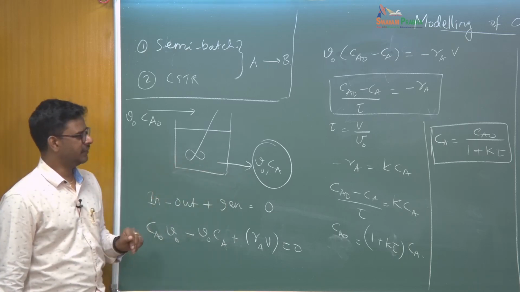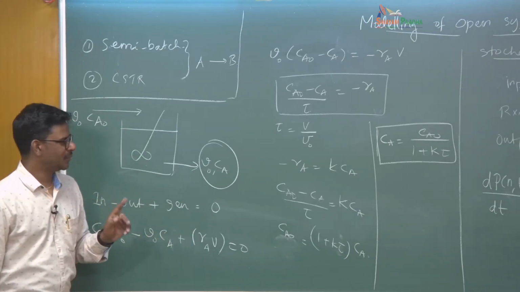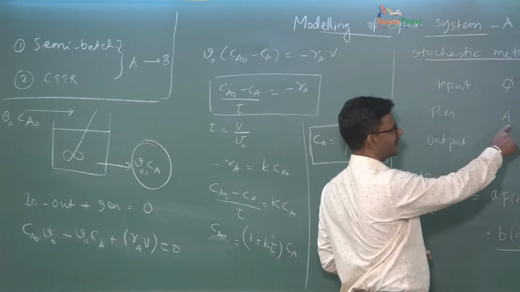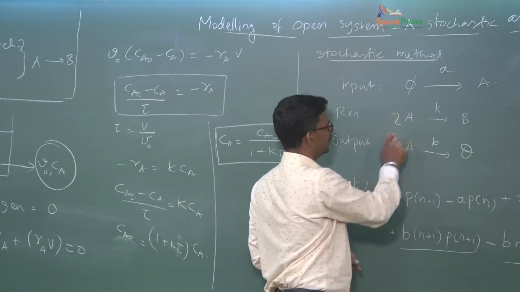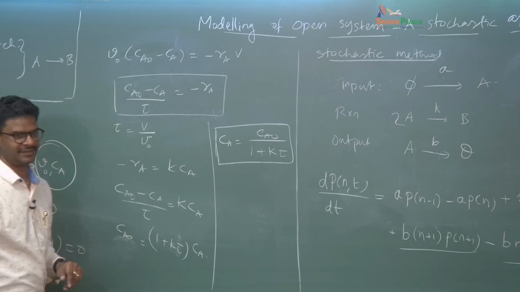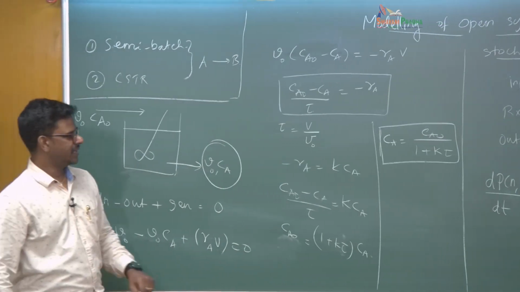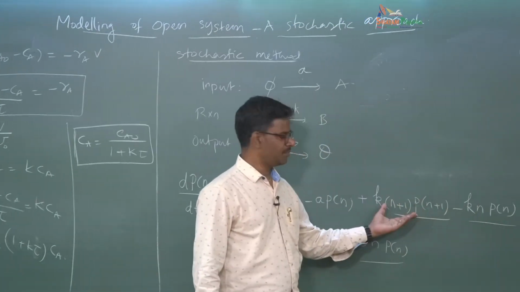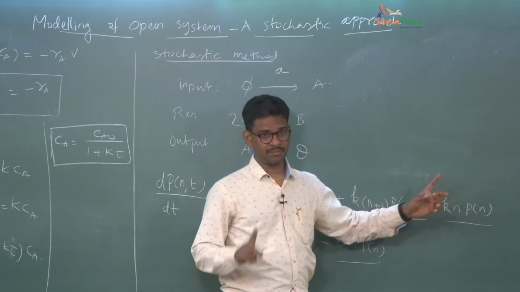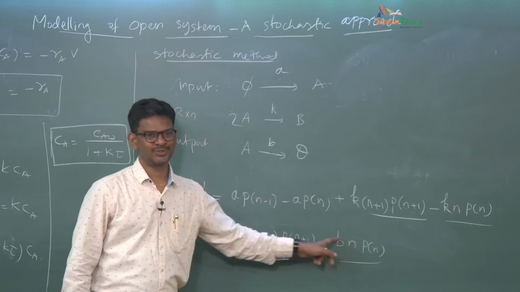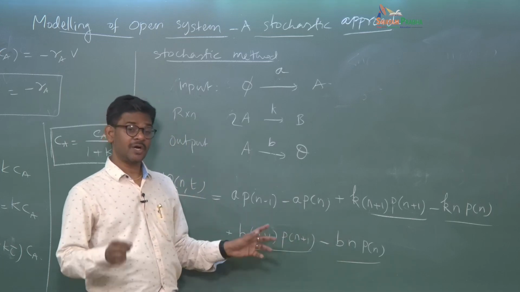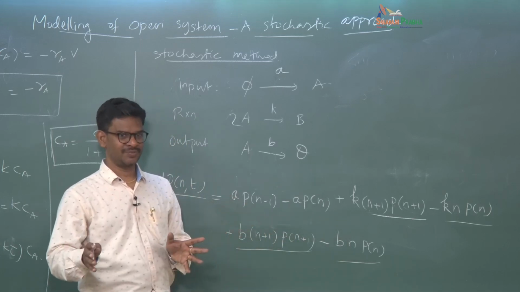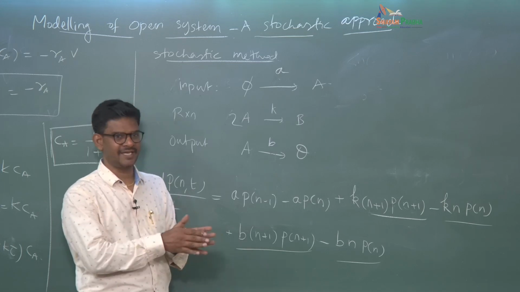In fact, I can give you something you can do. Suppose this is not a first order rate. I can put a bimolecular rate. Then these two terms will become different. This will become n plus 1 squared and this will become n squared, but this term will remain proportional to n, because the outlet stream is always a first order like process, because it just depends on the number of molecules at that time.